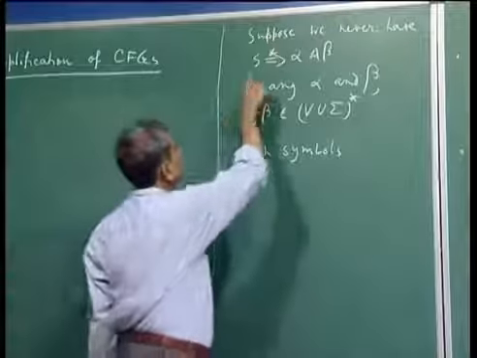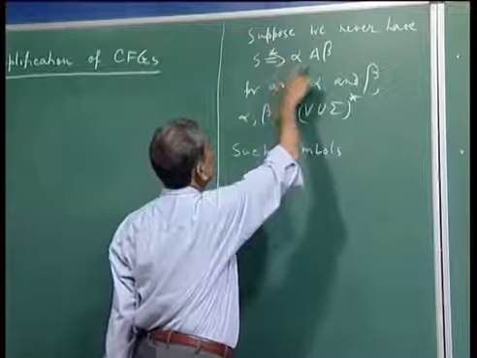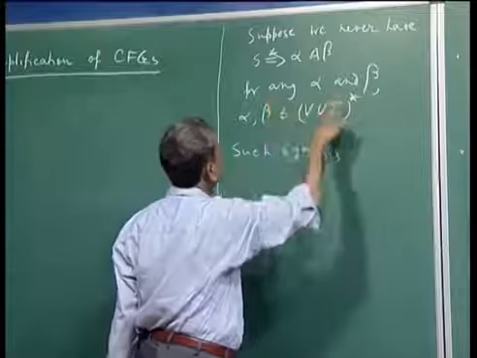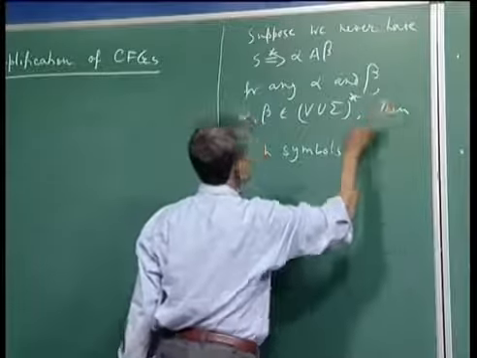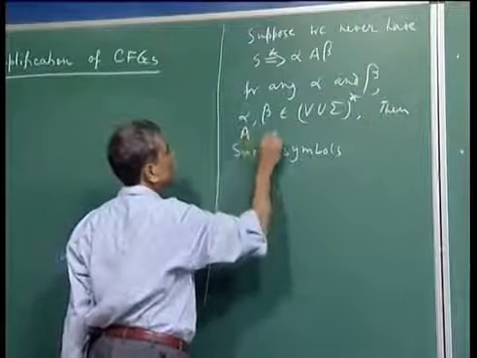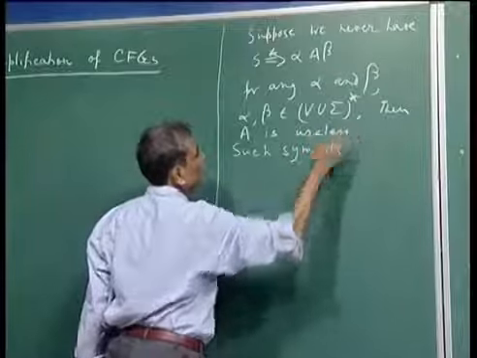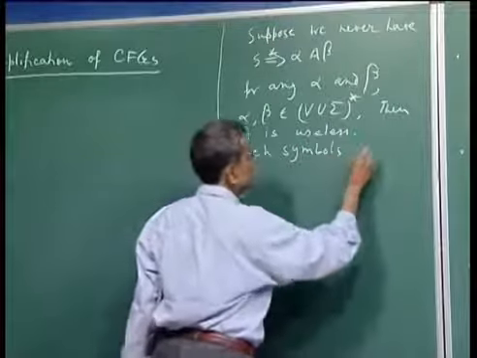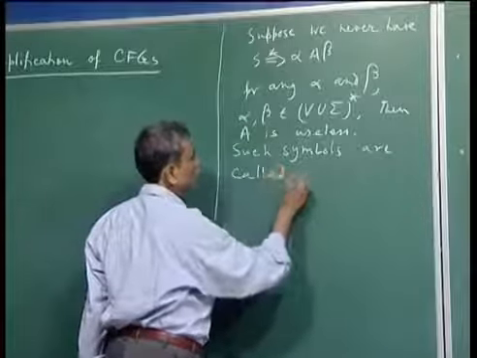Let me complete this sentence. Suppose we never have S derives or can be rewritten as alpha A beta for any alpha and beta, right? Then A is useless. Such useless symbols are called unreachable symbols.